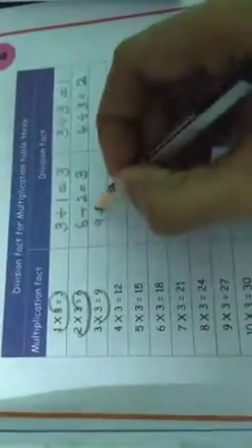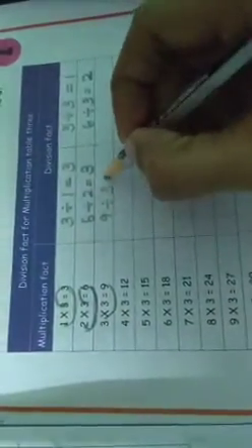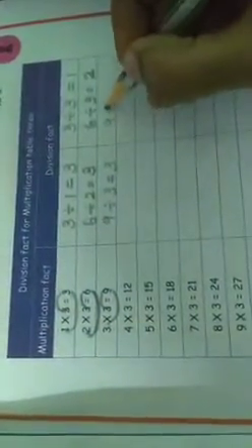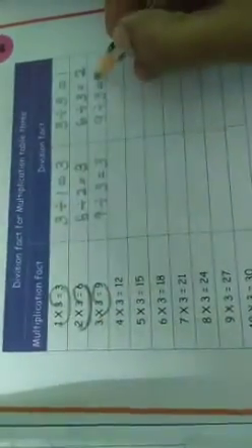Next, 3 3s are 9. 9 divided by 3 equal to 3. Next, here also 3, so 9 divided by 3 equal to 3. Because here multiplicand and multiplier have the same number. Okay?